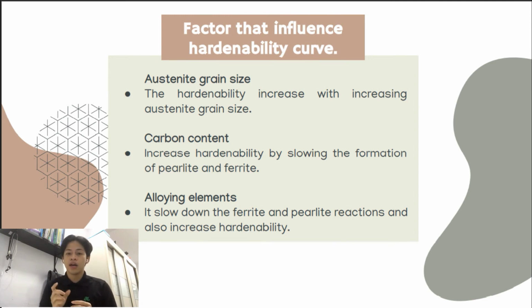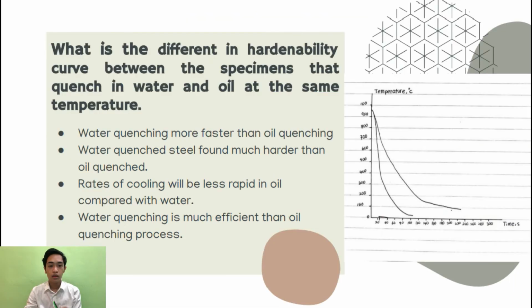Second factor is carbon content. The hardenability increases by slowing the formation of pearlite and ferrite. It is because carbon is one of the hardening agents in steel. And the last factor is alloying element. It slows down the ferrite and pearlite reaction and also increases the hardenability.